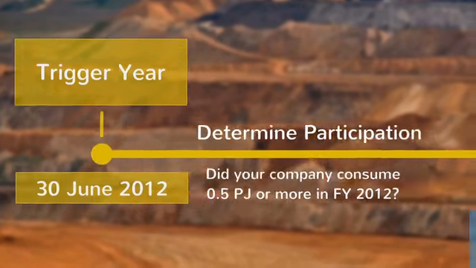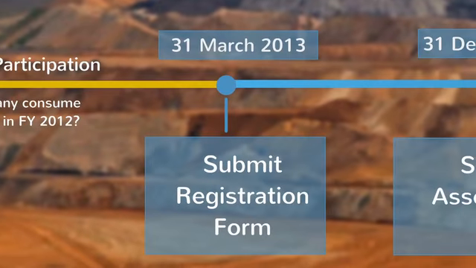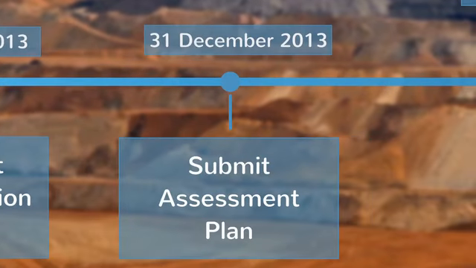If your company trips the threshold, then you had until the 31st of March to submit your registration form, and that form can be downloaded from the EEO website. And then the next step is to put together an assessment plan. You can download a template for that as well from the EEO website. You need to get your assessment plan lodged by the 31st of December 2013, and it's a really good idea to draft this early and send it to EEO for review prior to the deadline so that you can get some feedback and make changes.